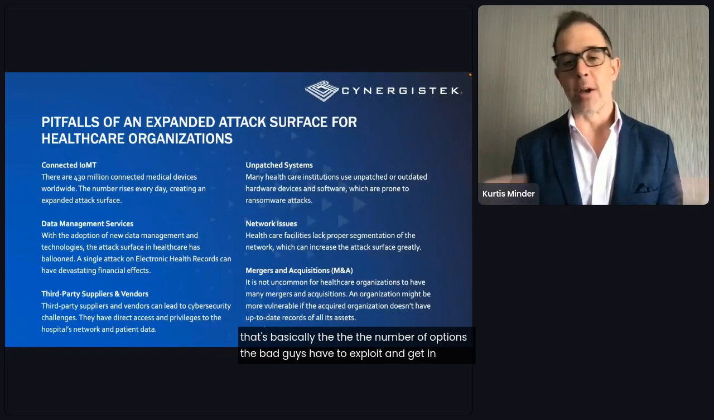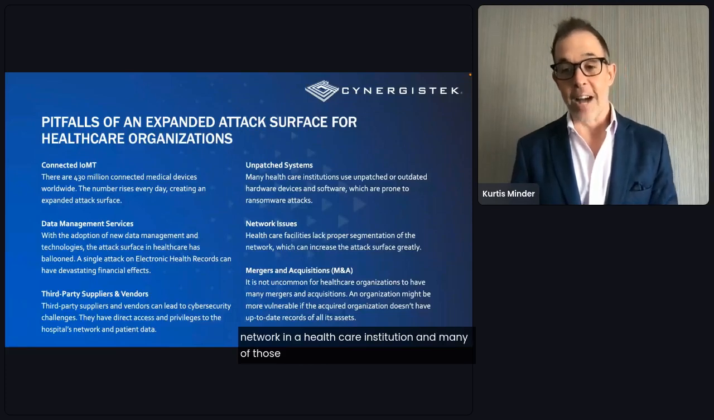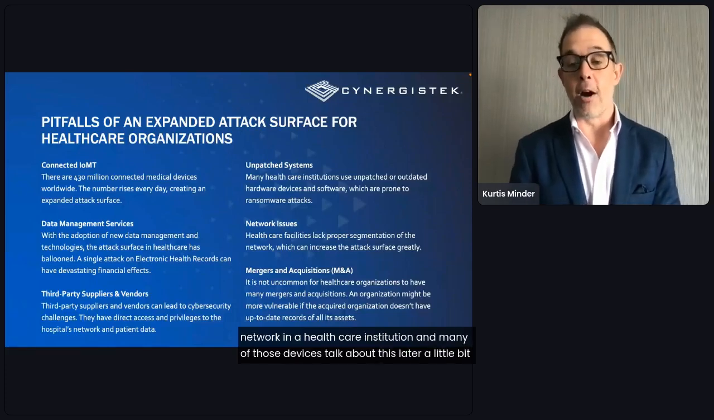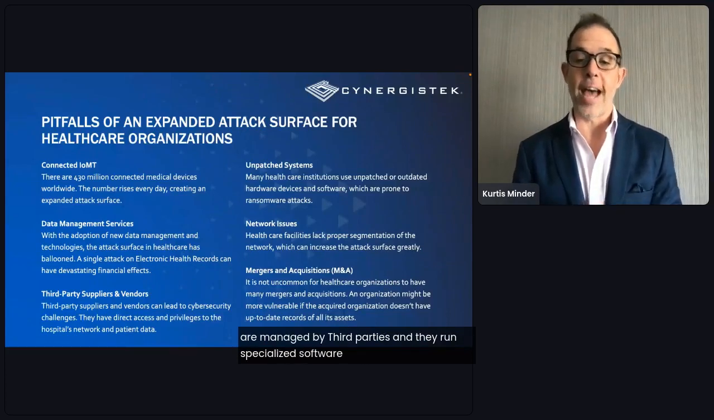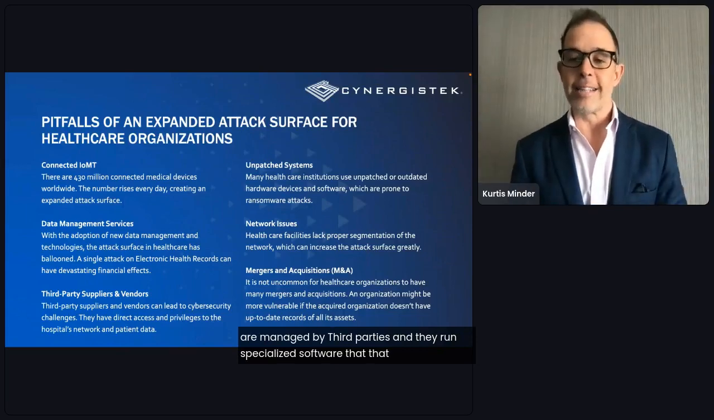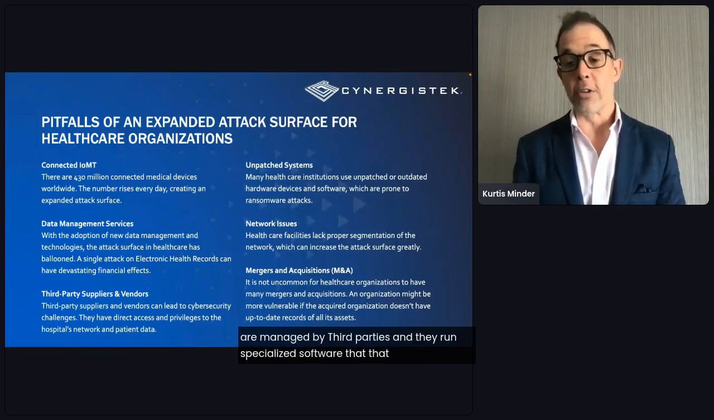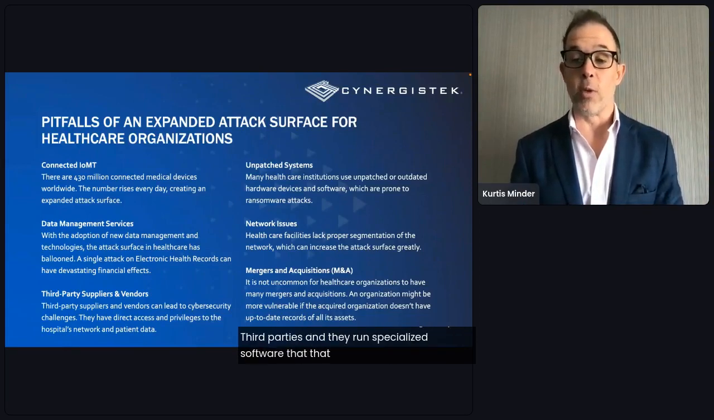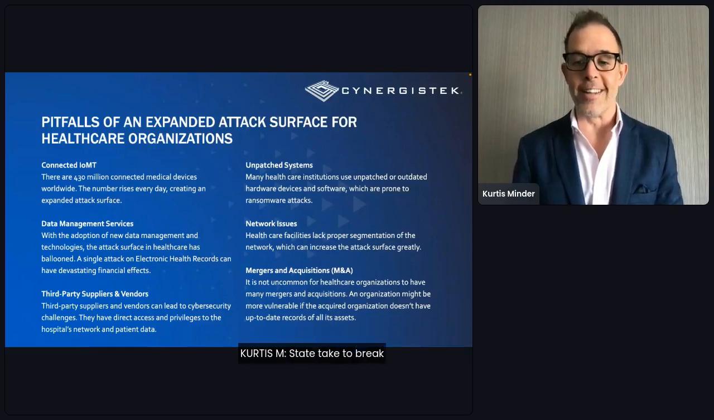I'm not going to go through every one of these on the slide, but as healthcare professionals, you recognize that there are a lot of devices connected to the network in a healthcare institution. Many of those devices, and I'm going to talk about this a little later, are managed by third parties, and they run specialized software. The number of connected IoT devices proliferating throughout not just healthcare, but everywhere, though certainly healthcare was one of the early adopters of this kind of technology, is giving the threat actors, frankly, more options to break into things.